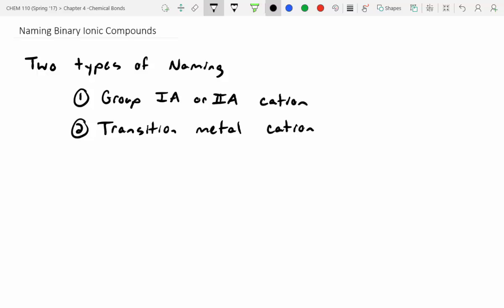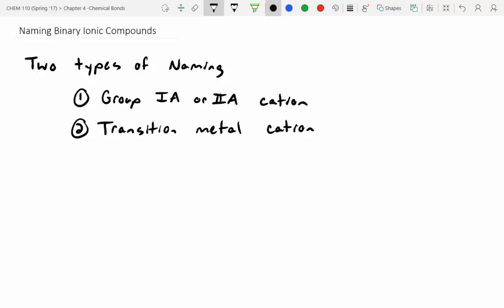Does anybody remember where the transition metals are on the periodic table? Yeah, the middle, right? So if you look at the periodic table, it's that big step down. It's that big block underneath there. So starting at group 3B, or I guess group 3 all the way over to 12, it's everything underneath that. Those are all considered transition metals. We have two different naming systems for those.